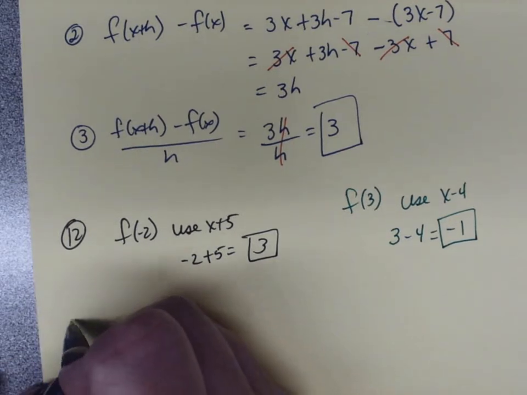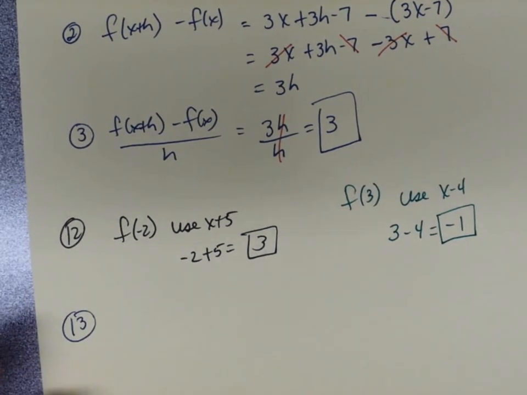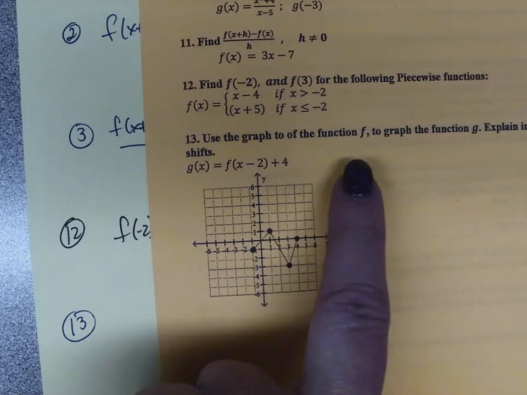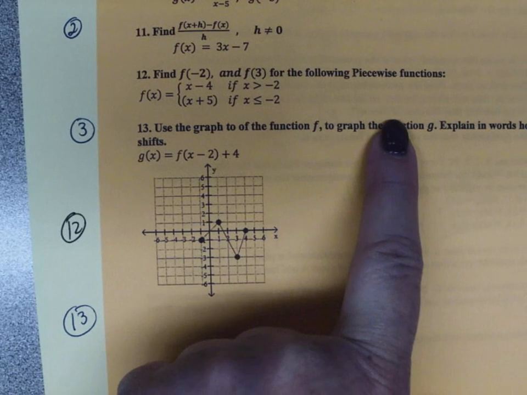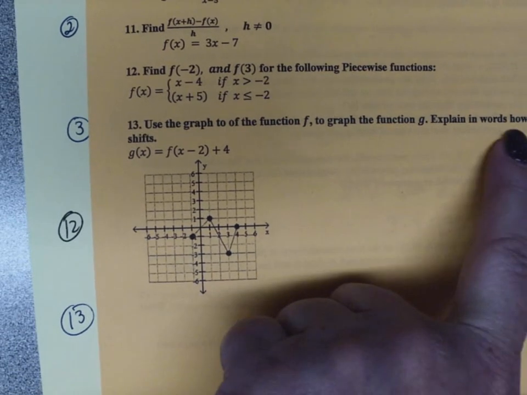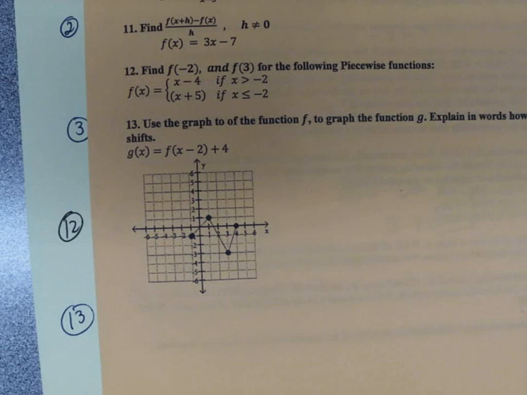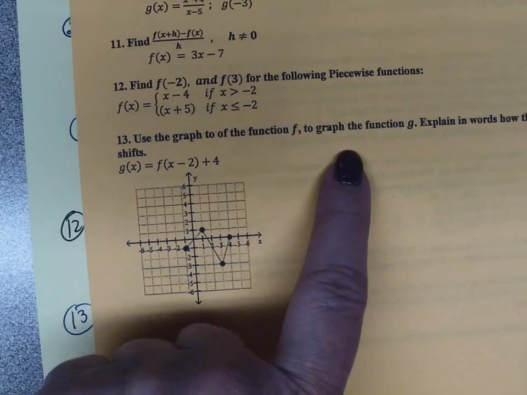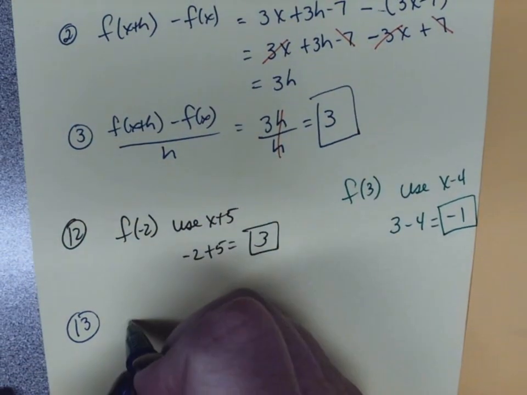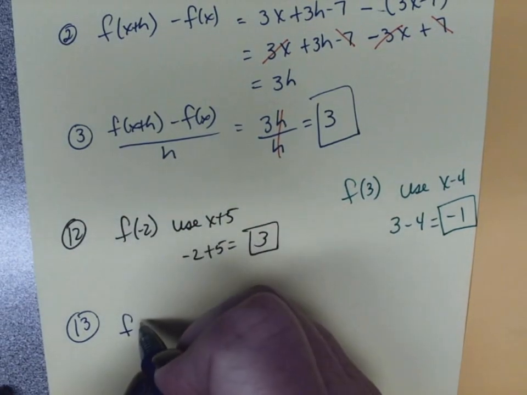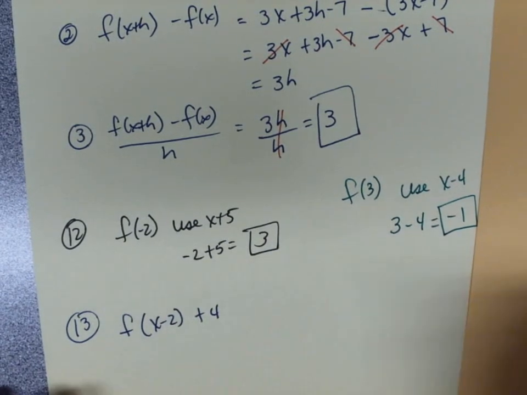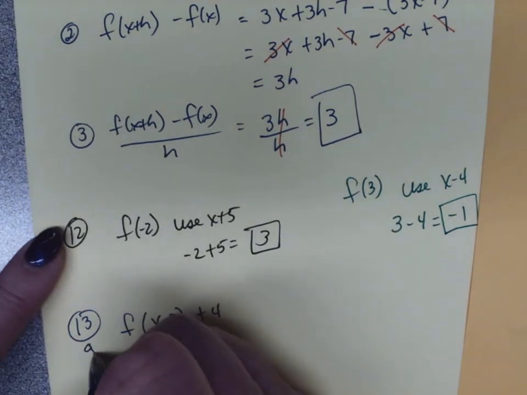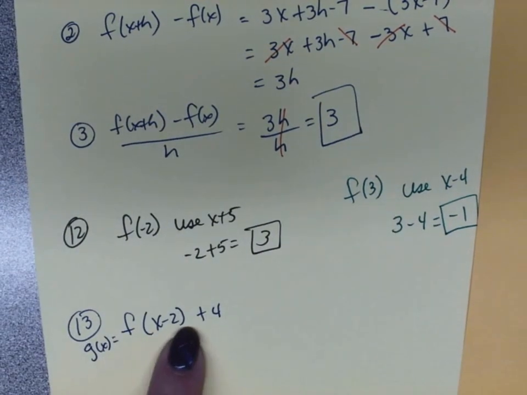All right, we are on to number 13. On number 13, it says use the graph of the function to graph the function g. Graph the function g. This is a key thing. A lot of students forget to do that part. Explain in words how the graph transforms or shifts. All right, so for transforming or shifting, we're looking at f of x minus 2 plus 4, and this is actually g of x equal to that. Let's see, g of x equals f of x minus 2 plus 4.